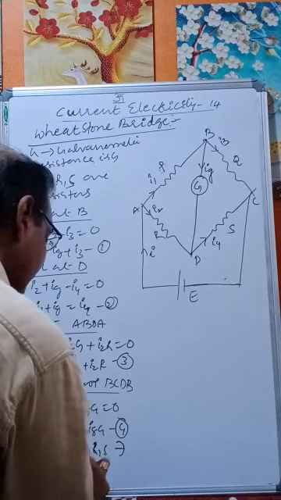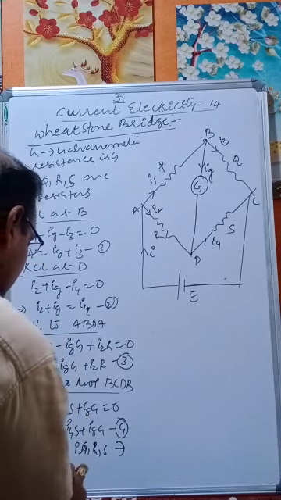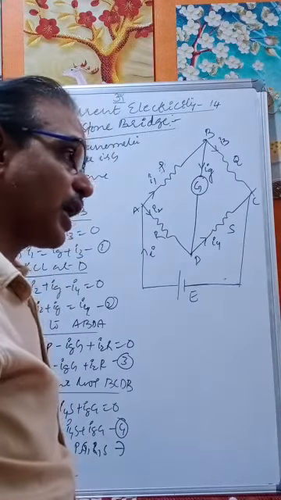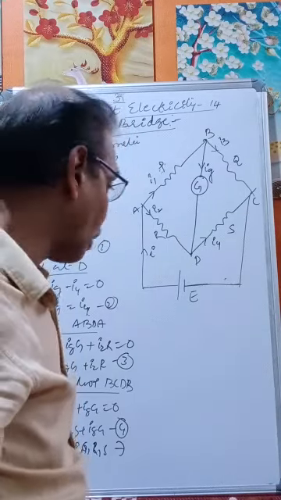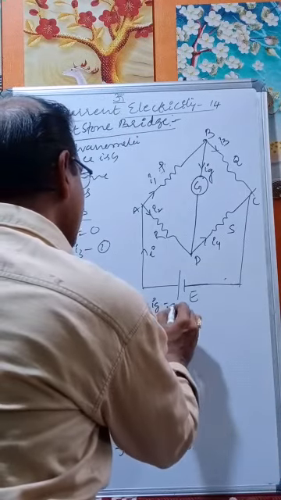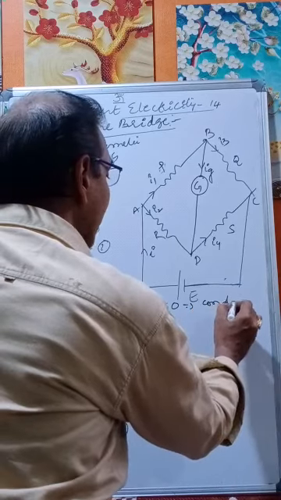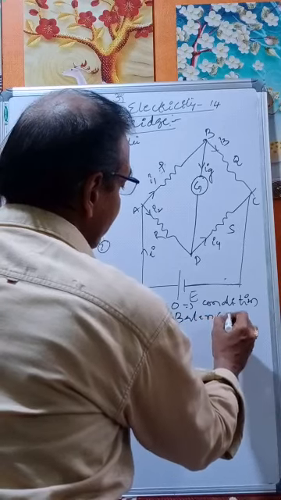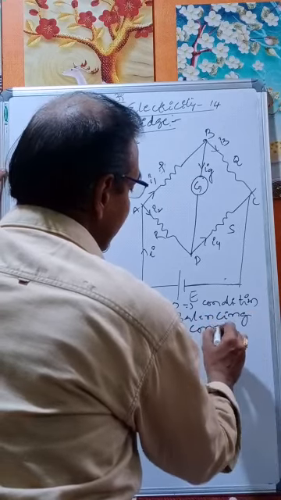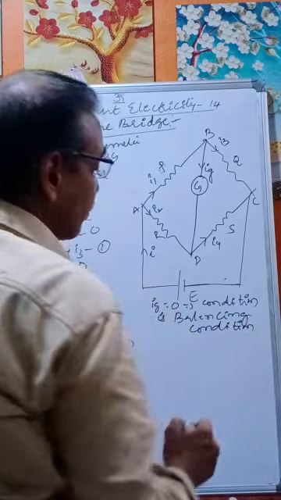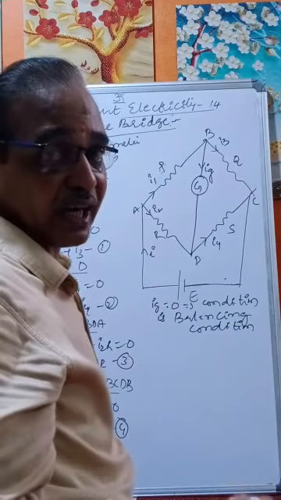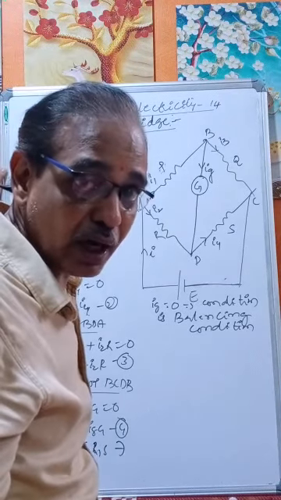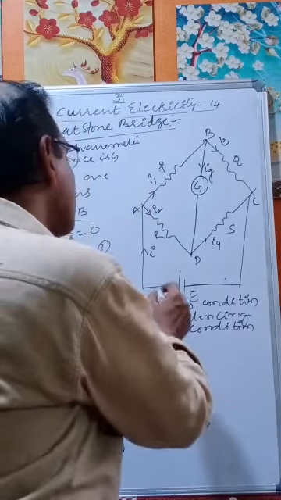Now we adjust P, Q, R, S such that the current through the galvanometer is 0. Such a condition is called the balancing condition. So for the bridge to be balanced, the current through the galvanometer should be equal to 0.